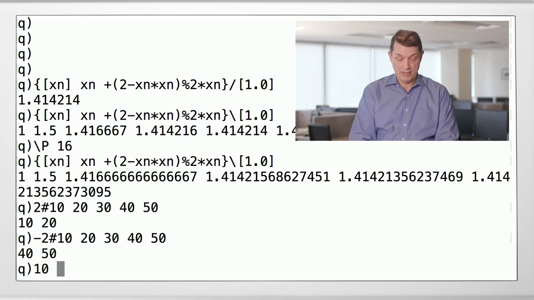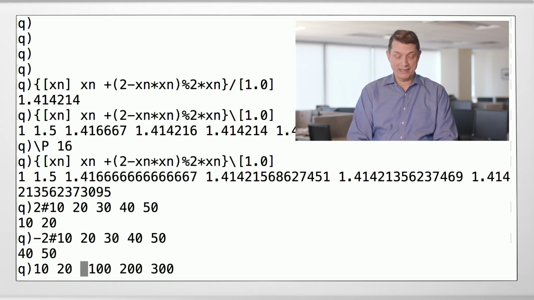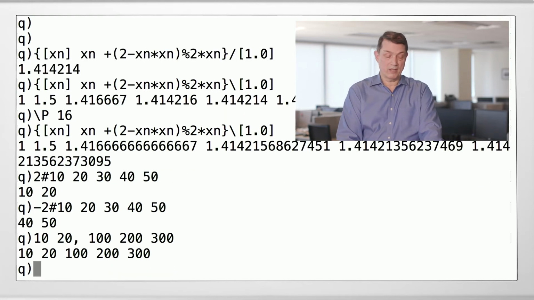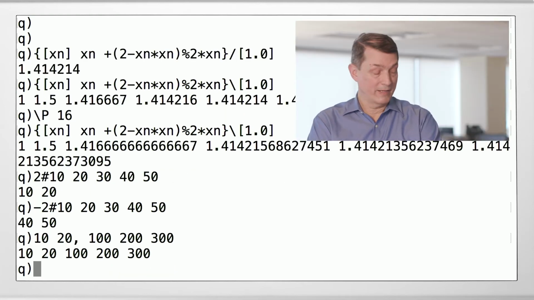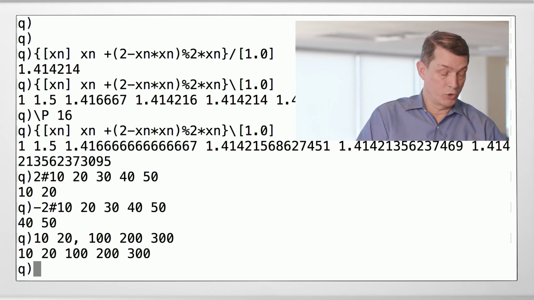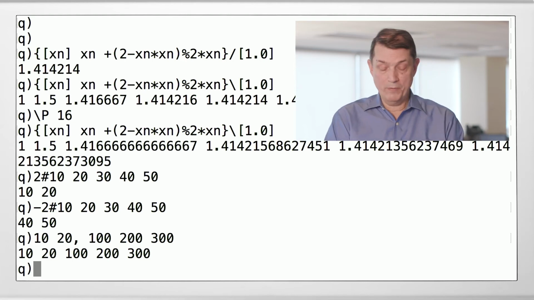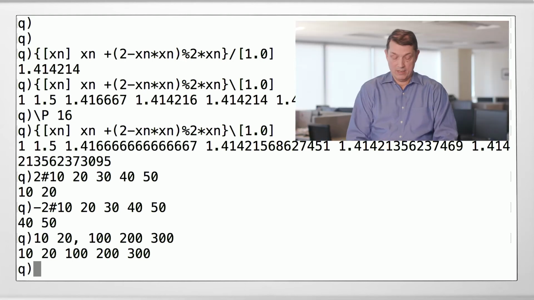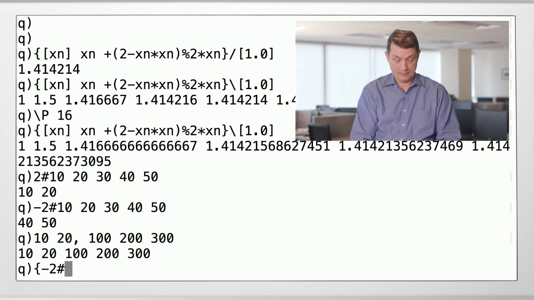Suppose we have two lists, 10, 20, and we have another list, 100, 200, 300, and we want to concatenate them together. In Q, this is the comma operator. It says, join the list on the right to the end of the list on the left. All right? Easy enough. We sometimes read that join, although there are many different types of joins in Q. So let's have a little fun here. Let's make a function that says take the last two items of the argument that's passed, and let's apply that to 1, 1.